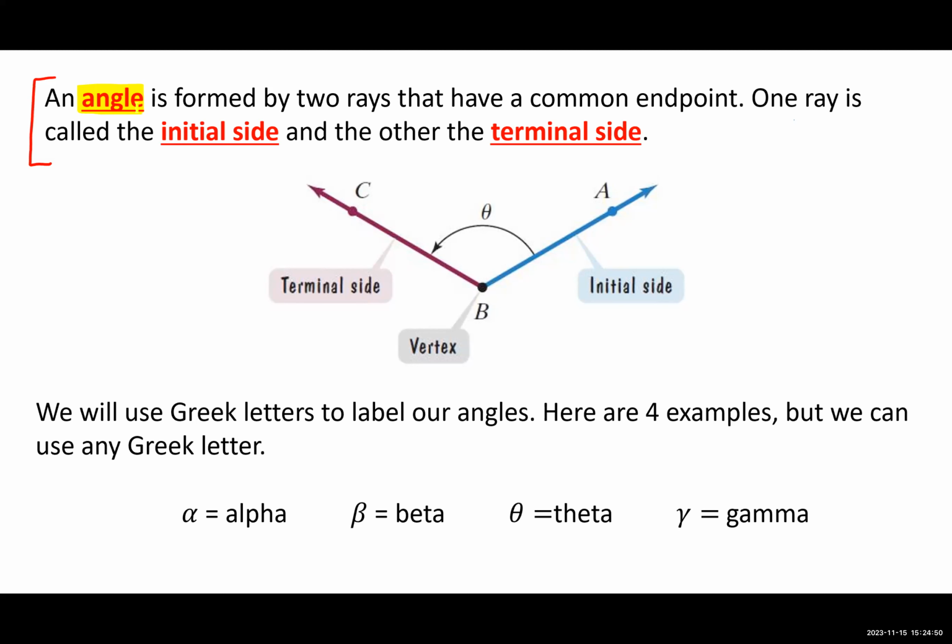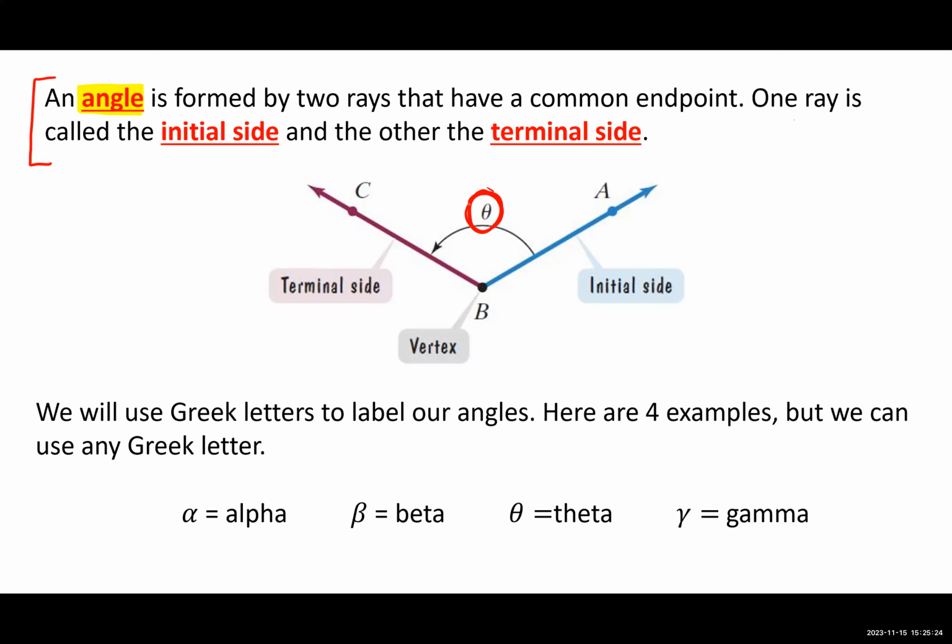So once you have two rays that have a common starting point, we call this the vertex. Well, that rotation between the two rays, that's an angle. So if you have two rays starting at the same point, you have an angle. Notice this angle here is labeled with this Greek letter theta.